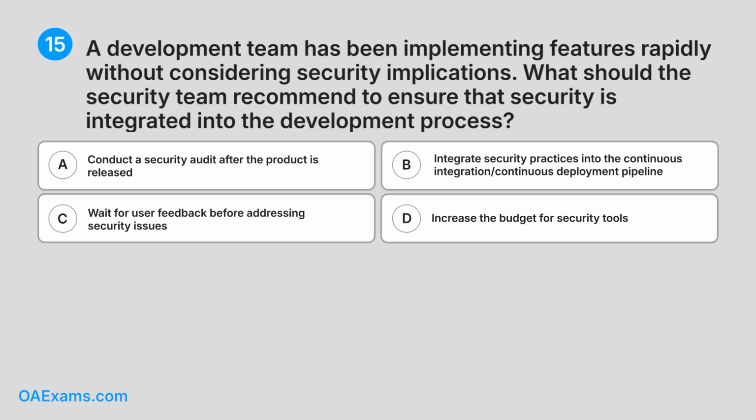15. A development team has been implementing features rapidly without considering security implications. What should the security team recommend to ensure that security is integrated into the development process? A. Conduct a security audit after the product is released. B. Integrate security practices into the continuous integration/continuous deployment pipeline. C. Wait for user feedback before addressing security issues. D. Increase the budget for security tools. Do you know the answer?